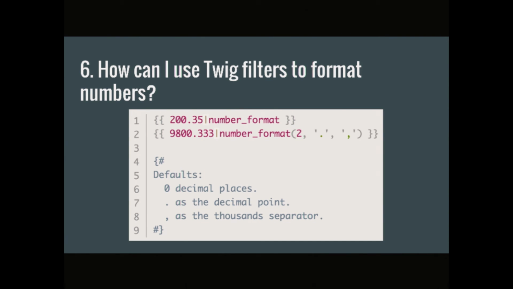6. How can I use Twig filters to format numbers? There is a filter called number format, and again, filters can have parameters or not. If you don't provide any, it will use the defaults. So it will format the number to not use any decimal, to use a period as the decimal point separator, and a comma as a thousand separator.